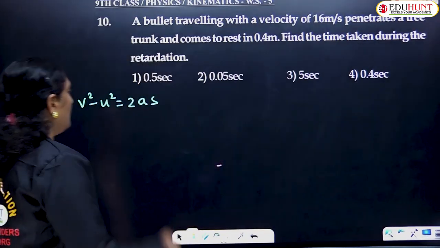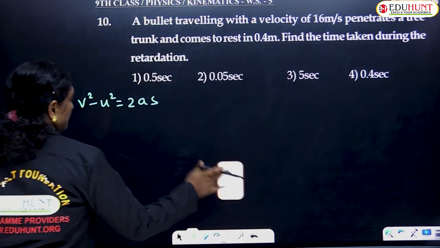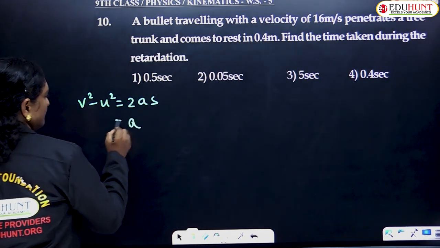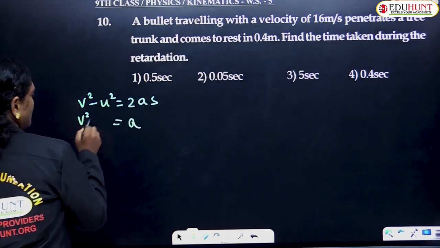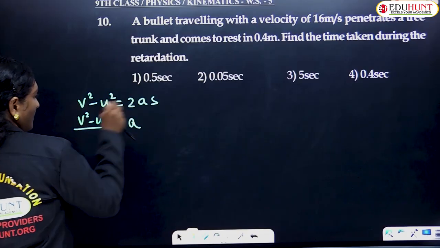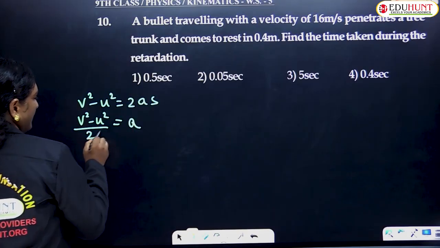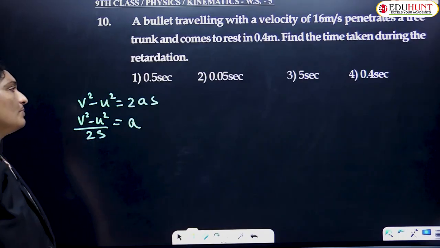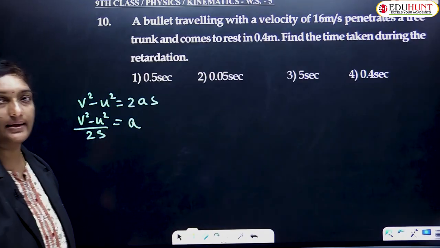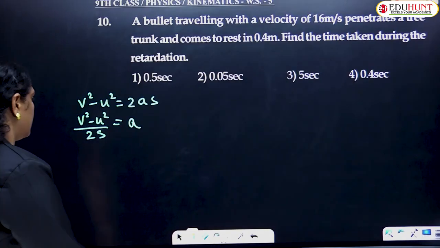So first of all, with this formula, what is the value of A, children? A is found to be V square minus U square by, keeping A here, bring the 2 and S to the other side, then this will become 2S. So the formula for A is V square minus U square by 2S.